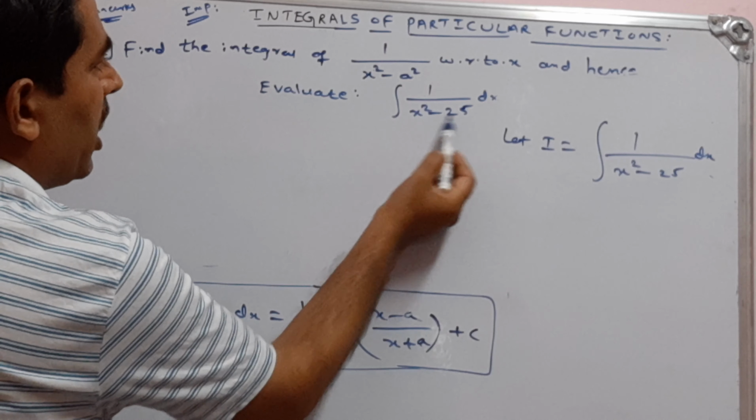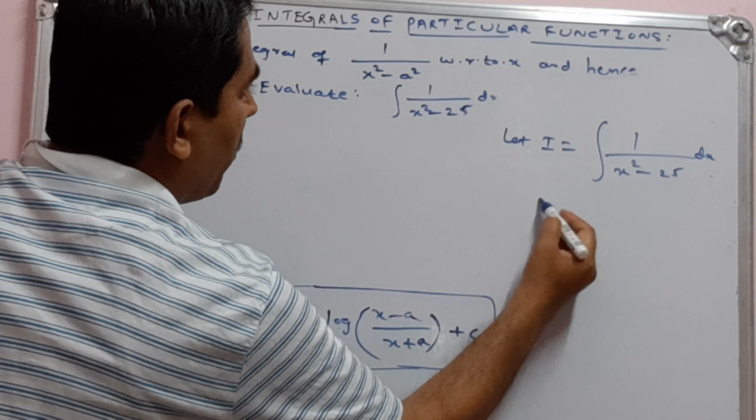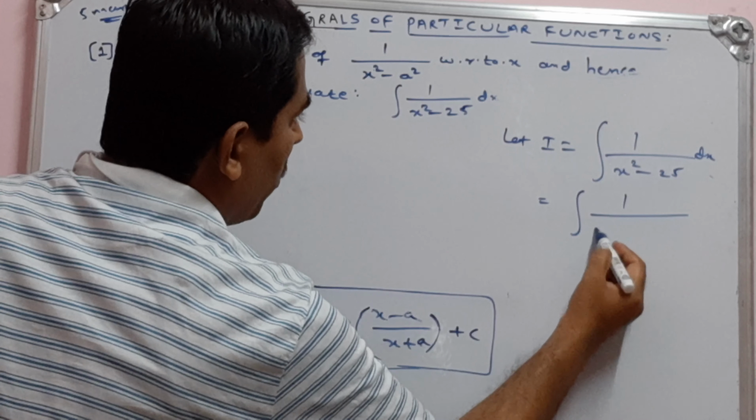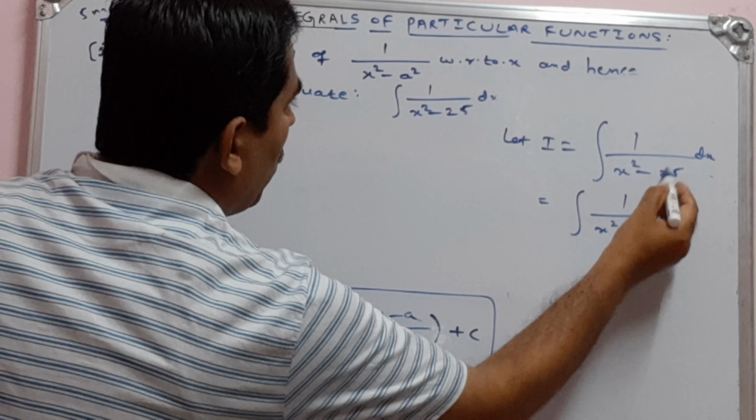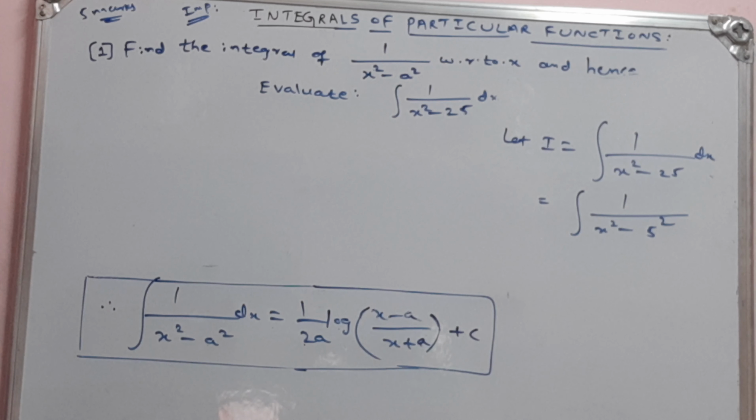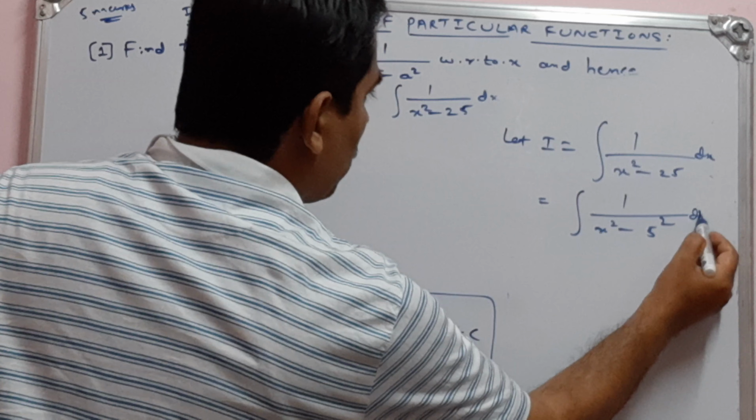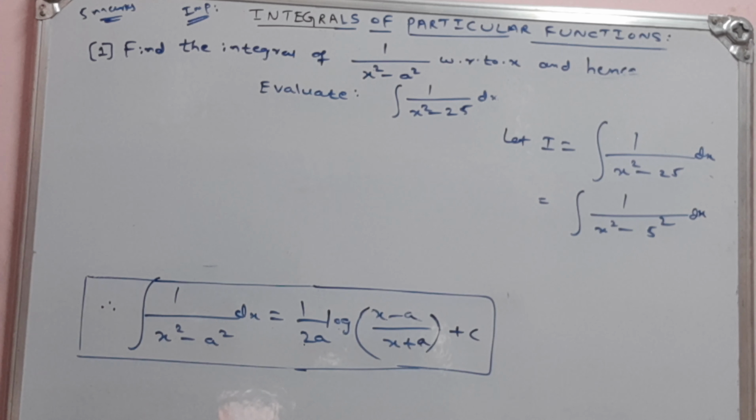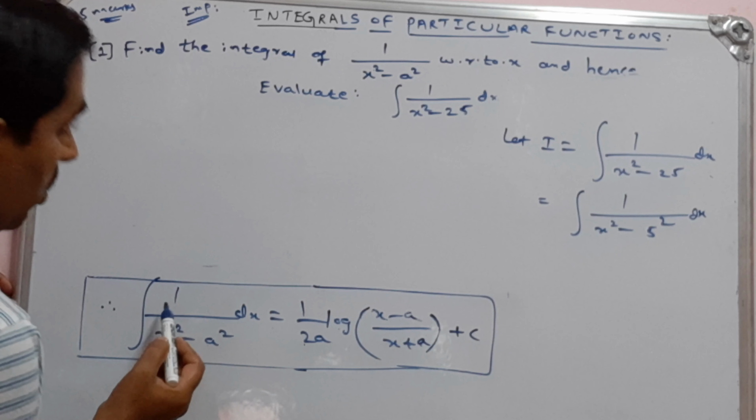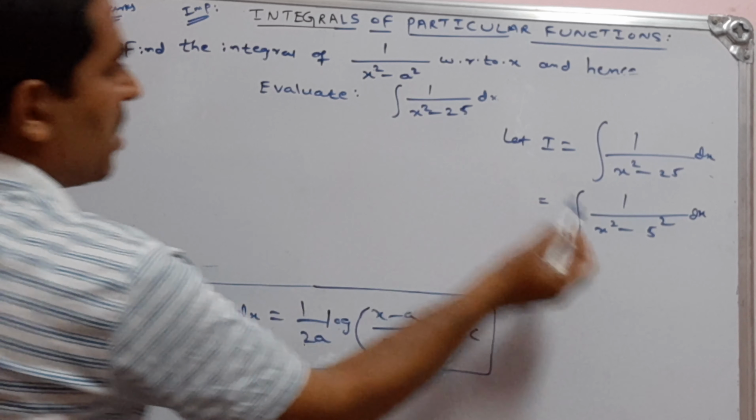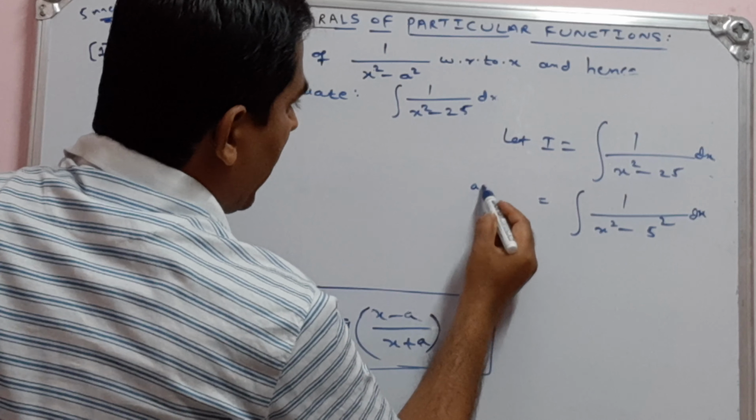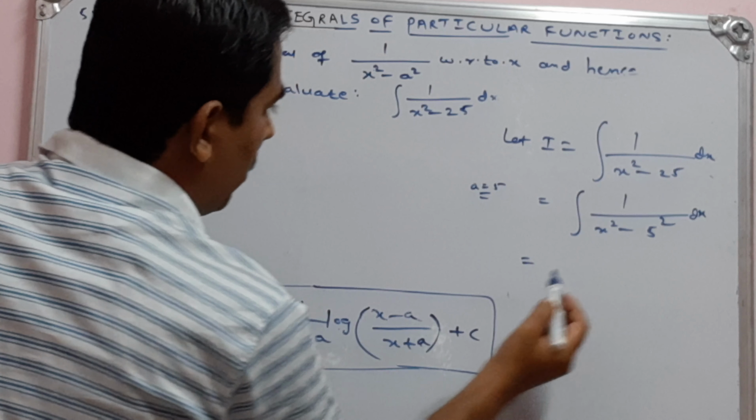In the denominator I have x square minus 25. So I can write that as 1 by x square minus, 25 can be written as 5 square. 5 square means 25. So how do we make use of this result here? 1 by x square minus a square. Observe this, 1 by x square minus a square. So here a is 5. Now I can make use of this result.